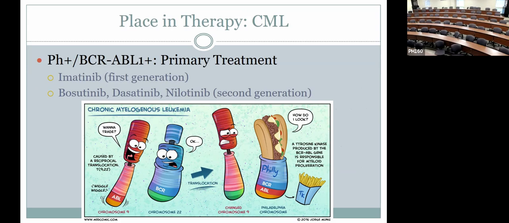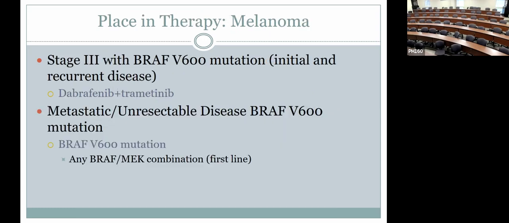So for CML patients with specifically this Philadelphia translocation, the first-line treatments are drugs that target the BCR-ABL gene. This cartoon on the bottom here also does a decent job of depicting what is actually happening with the translocation. So once the translocation has occurred, the cell on-off switch is basically stuck in the on position, causing that uncontrolled cell division.